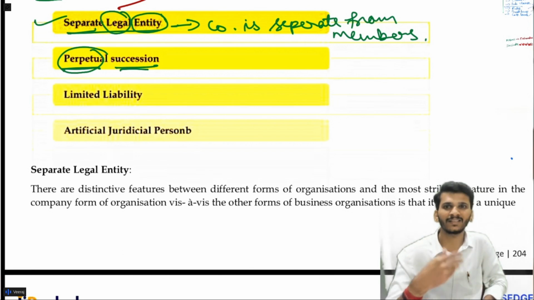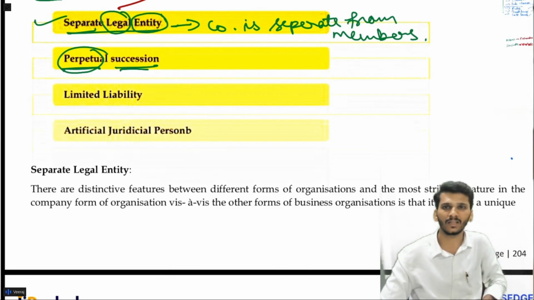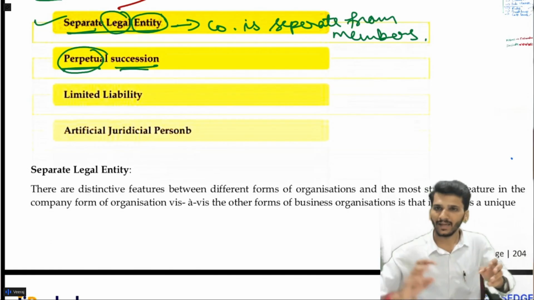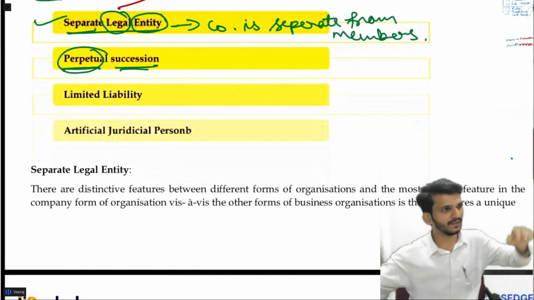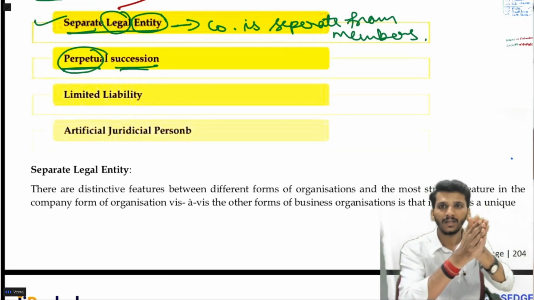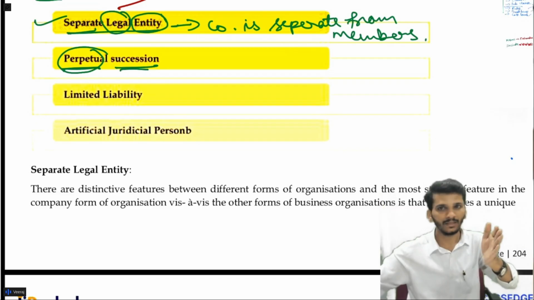Whoever the next successor of those members, the son, the daughter, the wife, or any legal heirs, they will take over the company and run the company. That is how the company runs. That is why we call it perpetual succession and separate legal entity. The existence of the members does not affect the existence of the company. That is what separate legal entity means.